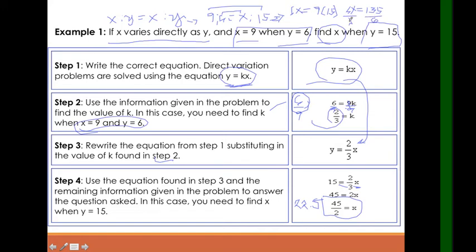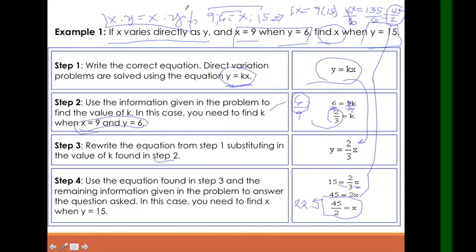Ayan, pasensya na, mabilis kasi magsulat. So, i-cancel natin yan. 135 divided by 6, yung kanyang lowest, simplest form, ang makukuha natin ay 45 over 2. Pareho lang ba ang nakuha natin dito sa ating final answer dito? Same lang, di ba?